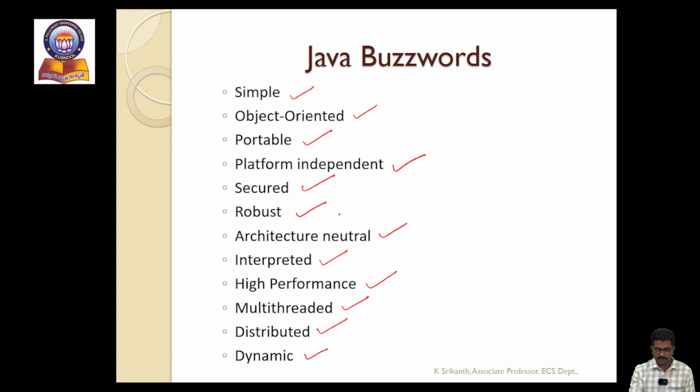The language is robust because it has strong memory management. It supports exception handling, a type checking mechanism, and automatic garbage collection. All this makes the language robust. The language is architecture neutral. In C or C++, the size of primitive data types is machine dependent or architecture dependent. When it comes to Java, the sizes of primitive types are fixed in nature.